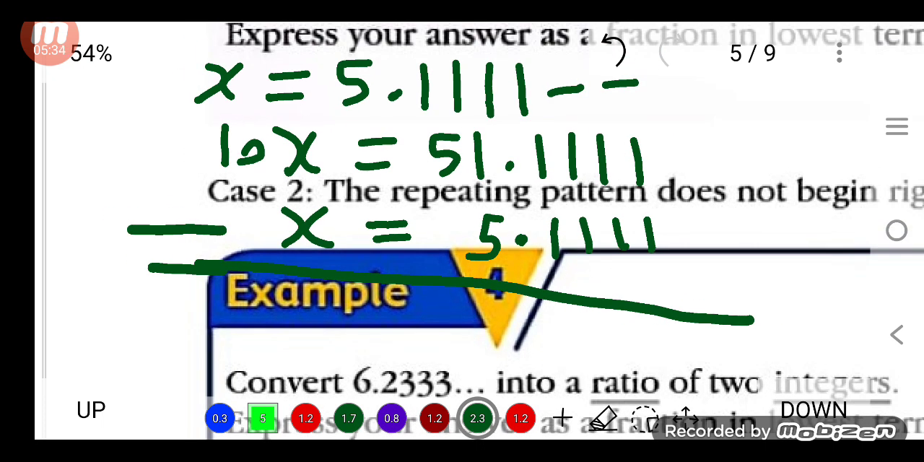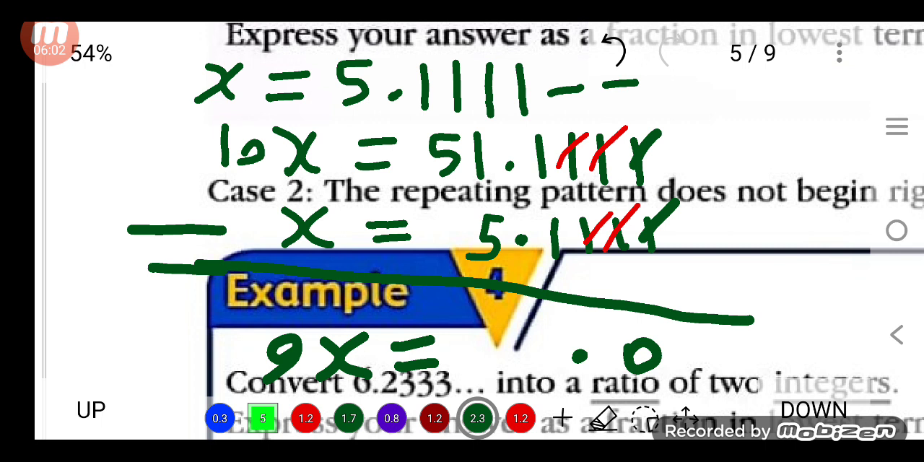Now if you subtract 10x minus x, you get 9x. So here you have 9x equals. Now if you subtract from the right, 1 minus 1 is 0, and 1 minus 1 is 0, 1 minus 1 is 0, and so on. Then when you reach the decimal, take it down. Now 51 minus 5 is 46. So here you write 46.